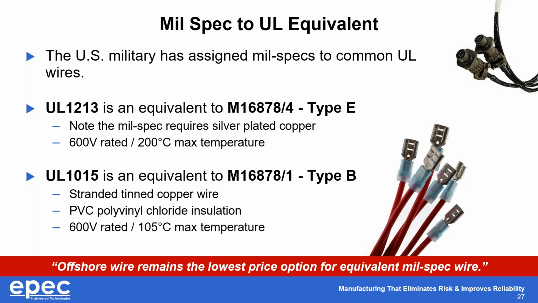The same is true for UL 1015, which is one of our most common 600 volt rated PVC cables. That has a direct mil-spec equivalent, and many of our customers will put the mil-spec on their drawing, and during our quoting process, we'll give them information, educate them, and send them a data sheet. And more times than not, they're willing to consider our UL rated wire since it's form, fit, function identical to the mil-spec.